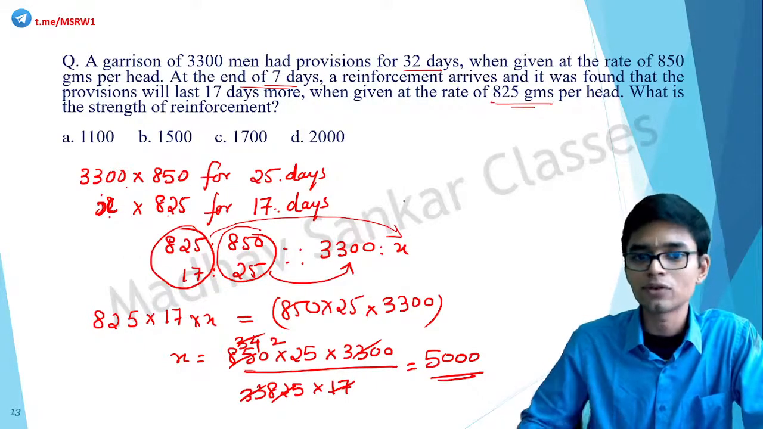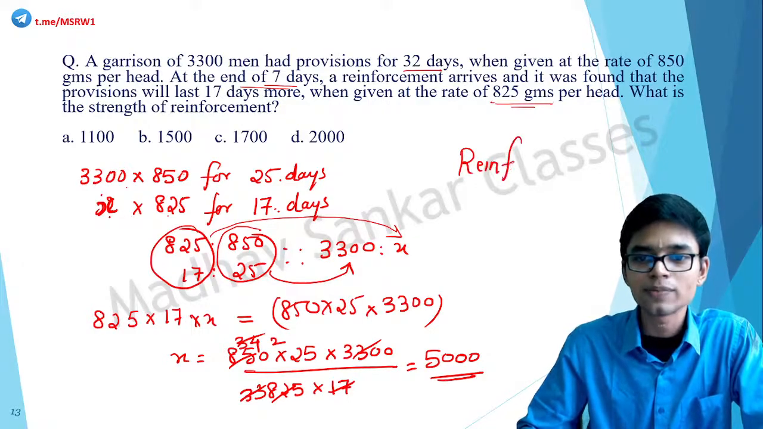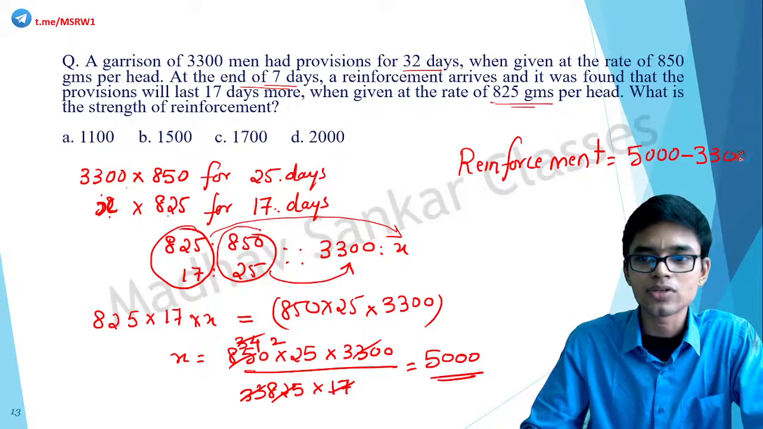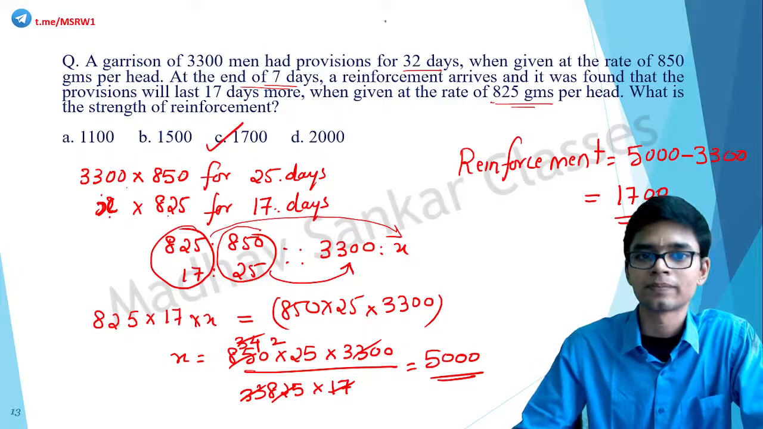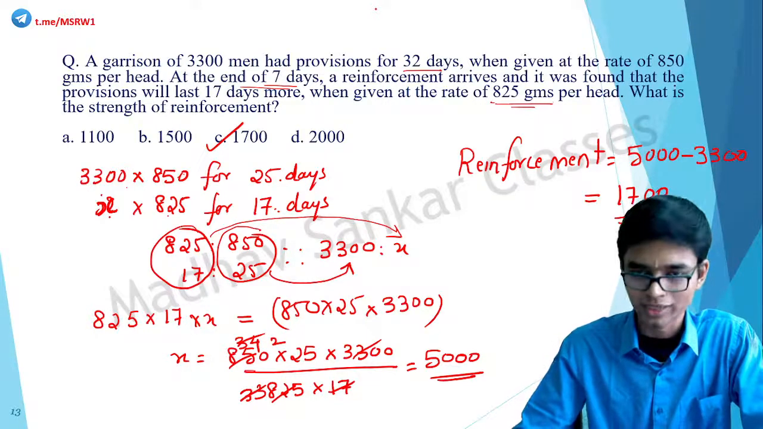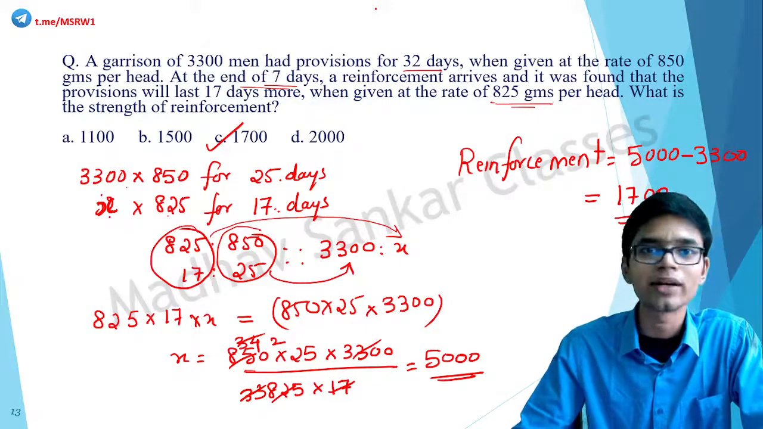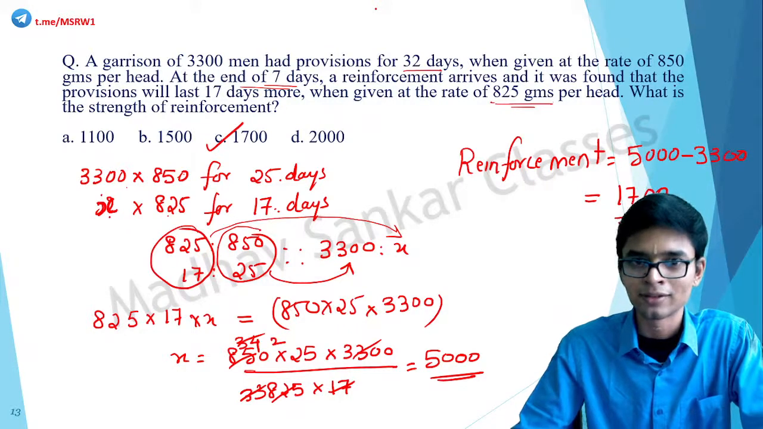So what is the value of reinforcement? Reinforcement is equal to 5000 minus the already existing men, 3300. Understood? Try to do this yourself. Otherwise, you might think you understood, but you won't be able to solve this in exam. Take the question, erase everything here, or take a blank piece of paper, read the question and try to work it out yourself. And if you can get the answer yourself, then you have understood. Otherwise, you will get blocked.